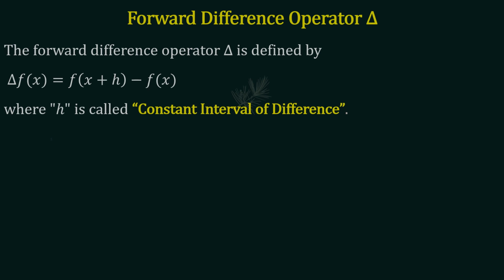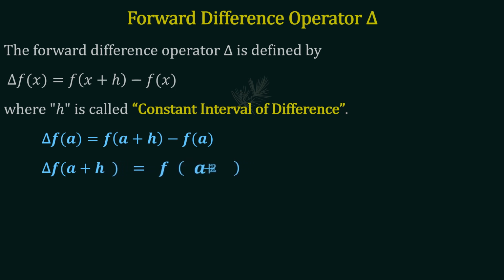Therefore, we can write delta f of a is equal to f of a plus h minus f of a. Similarly, delta f of a plus h is equal to f of a plus 2h minus f of a plus h. How do we get this one? Just observe the previous one. It has been incremented by h.